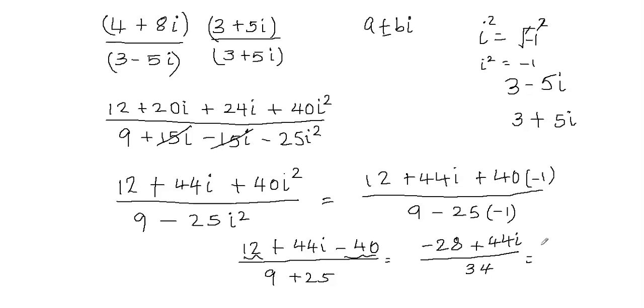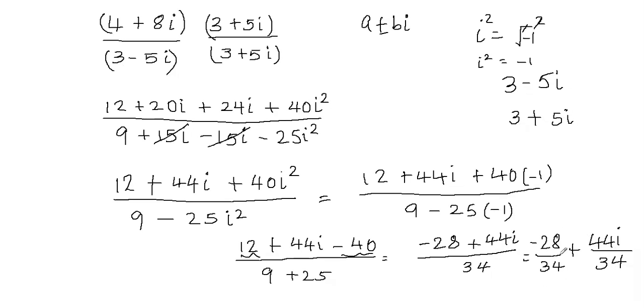So we're going to separate these terms. This will be negative 28 over 34 plus 44i over 34. And now we can simplify this fraction by dividing the numerator and denominator by 2. So this will give me negative 14 over 17 plus, and I can also simplify this fraction by dividing the top and bottom by 2. So this will give me 22i over 17. And notice that this is also in the form of a plus bi, where this is the real part and this is the imaginary part.